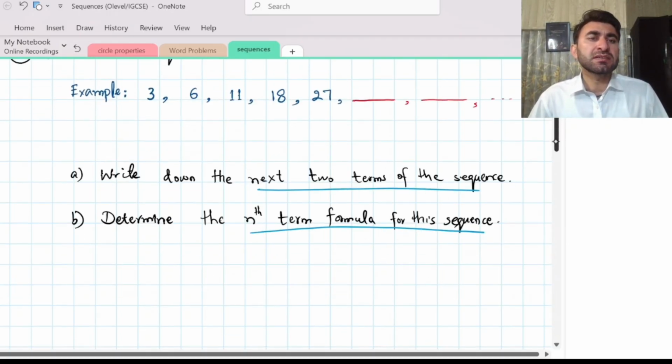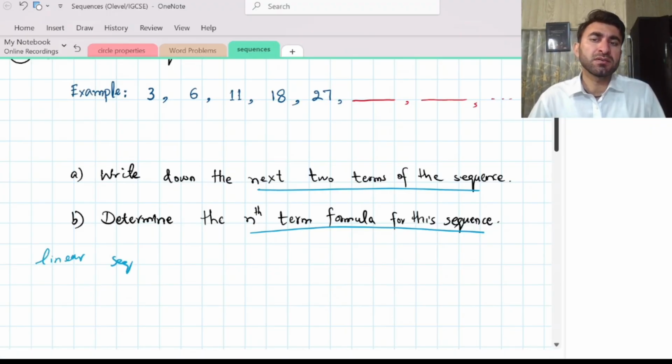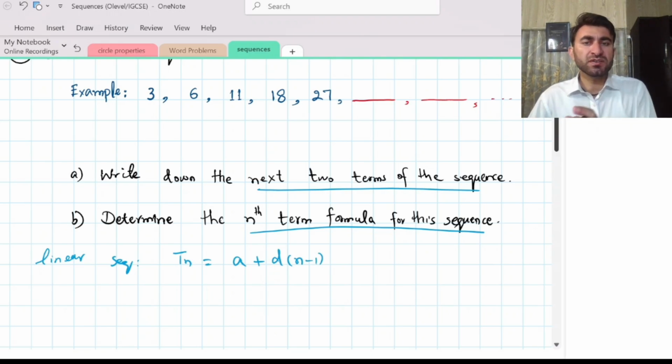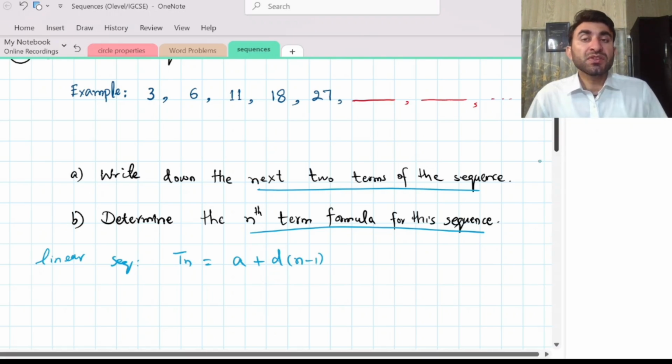As we have discussed the nth term formula for a linear sequence, in the case of a linear sequence the nth term formula was Tn is equal to a plus d times n minus 1, where a was the first term of the sequence and d was the common difference, or the difference of the constant sequence.